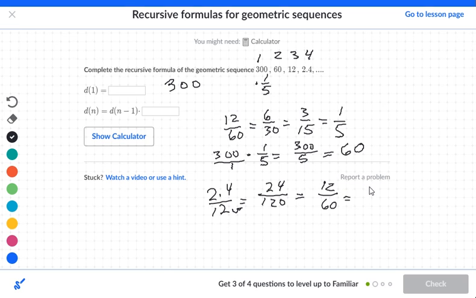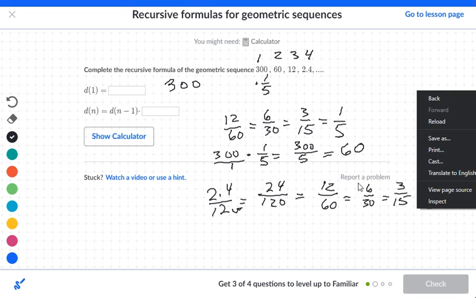Okay, again, they're both even numbers. We can divide by 2. So we get 6 over 30, divide by 2, and we get 3 over 15. We already know from the previous one that 3 over 15 is 1/5.